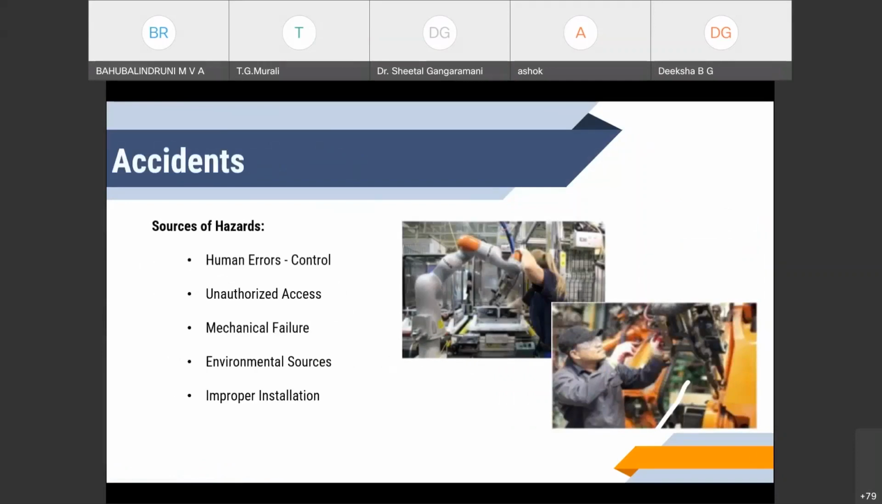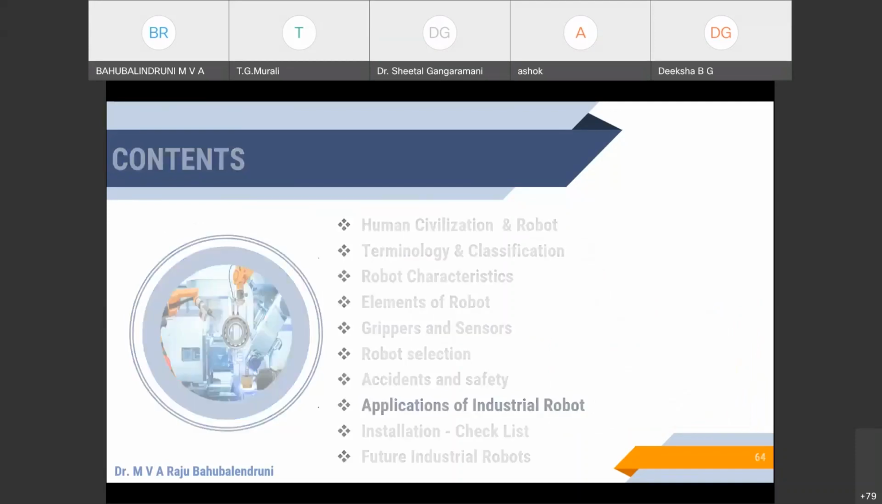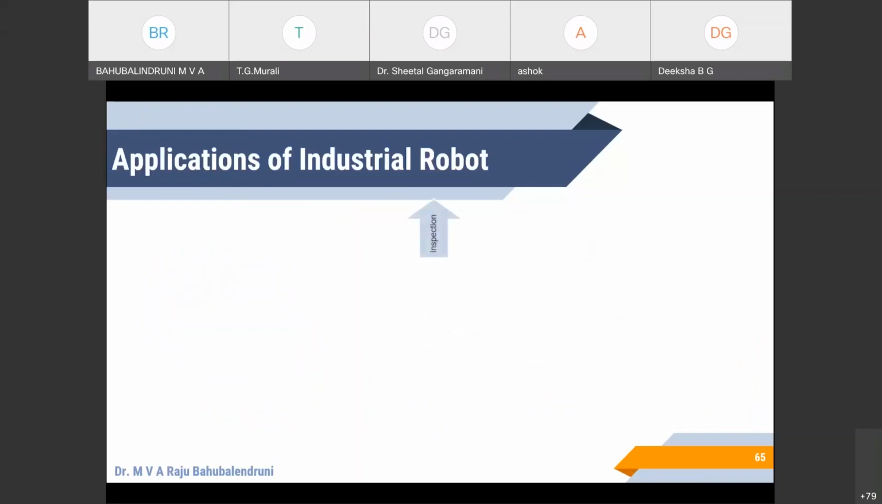So the sources of the hazards can be human errors or improper controlling, unauthorized access to the robot, mechanical failure of the equipment, the surrounding environmental sources, and improper installation or improper calibration of the robots. Now we reach the applications of the industrial robot. The robot can be used in multiple industrial applications, which include inspection, assembly, and cleaning.